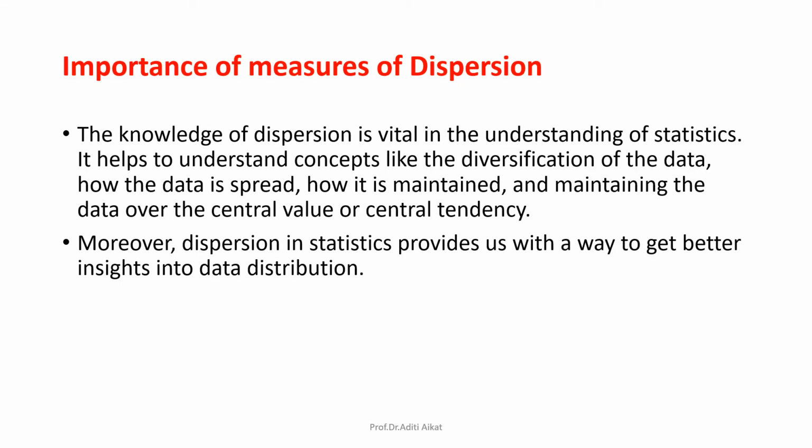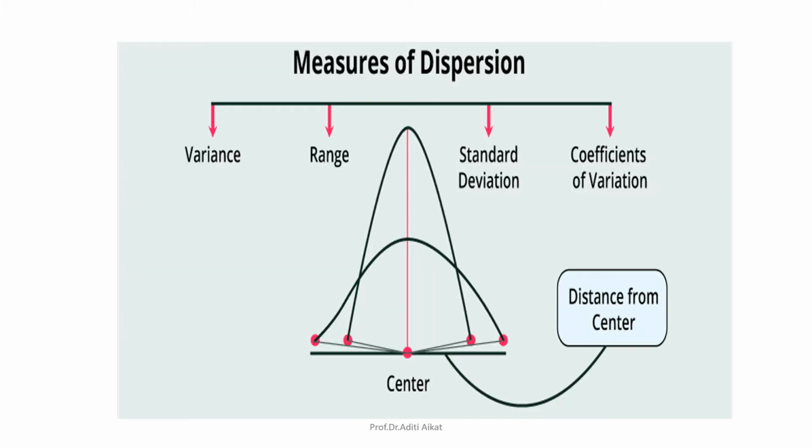And what is the importance of these measures of dispersion? The knowledge of dispersion is vital in the understanding of statistics. It helps to understand concepts like the diversification of the data, how the data is spread, how it is maintained, and maintaining the data with a central value or central tendency. Moreover, dispersion in statistics provides us with a way to get better insights into data distribution. So as you can see, the variance, range, standard deviation, coefficients of variance are all measures of dispersion.